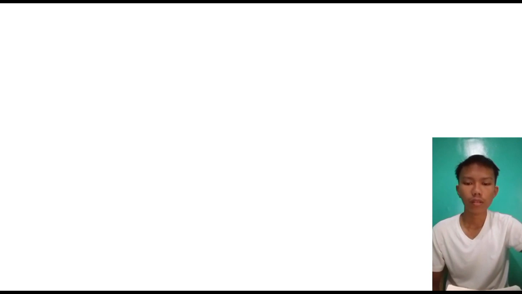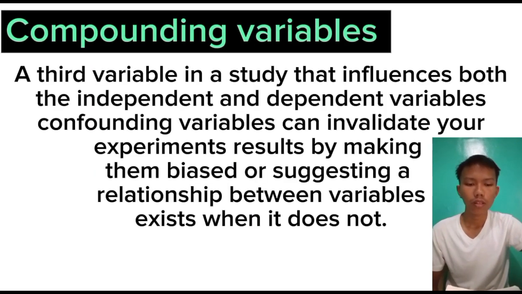The fifth is confounding variables. A confounding variable is a third variable in a study that influences both the independent and dependent variables. Confounding variables can invalidate your experiment's results by making them biased or suggesting a relationship between variables exists when it does not.